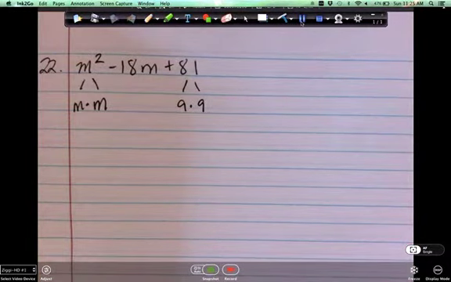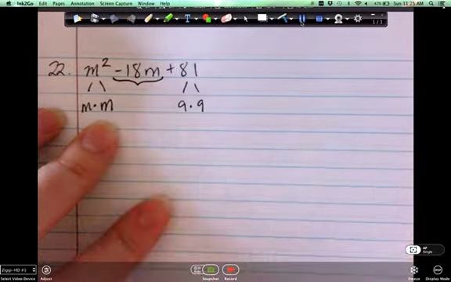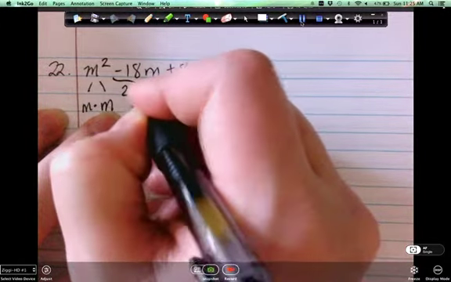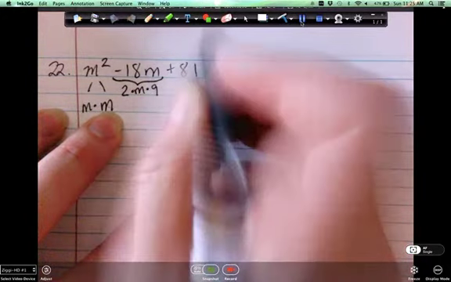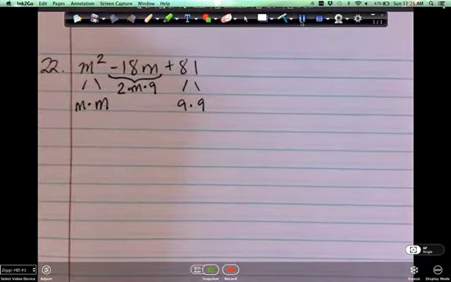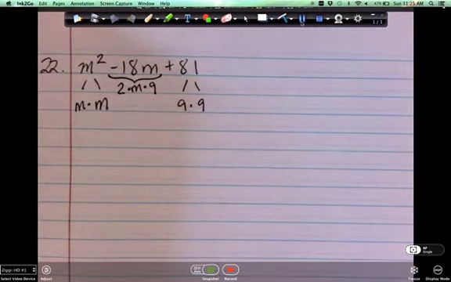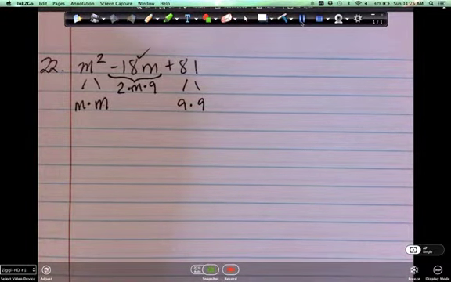Now there's a special rule here that makes us different from factoring binomials, in that I have to look at my middle term and figure out if this shortcut that we use is going to work. So in order for this shortcut to work, it means that I have to multiply 2 times one of my first terms, which is m, times one of my second terms, which is 9. And that has to give me that middle term in order for it to work. So 2 times m is 2m, and 2m times 9 is 18m. So that does work. Put a little check mark there so I know that I'm able to move forward.